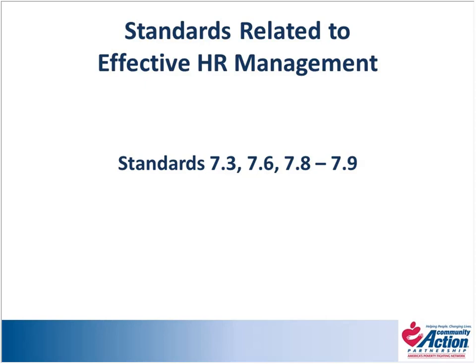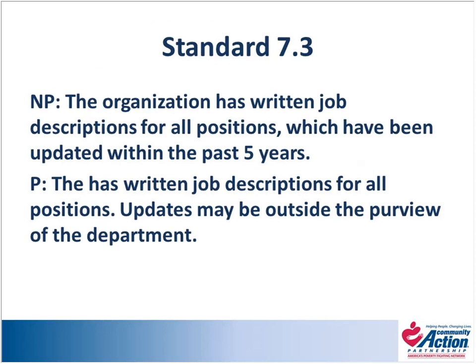So this is looking at the 4 standards, standards 3, 6, 8, and 9 within category 7. With standard 7.3, the nonprofit or private standard says that the organization has written job descriptions for all positions, which have been updated within the past 5 years. And for the public agency, there have to be written job descriptions for all positions. Updates may be outside the purview of the department.